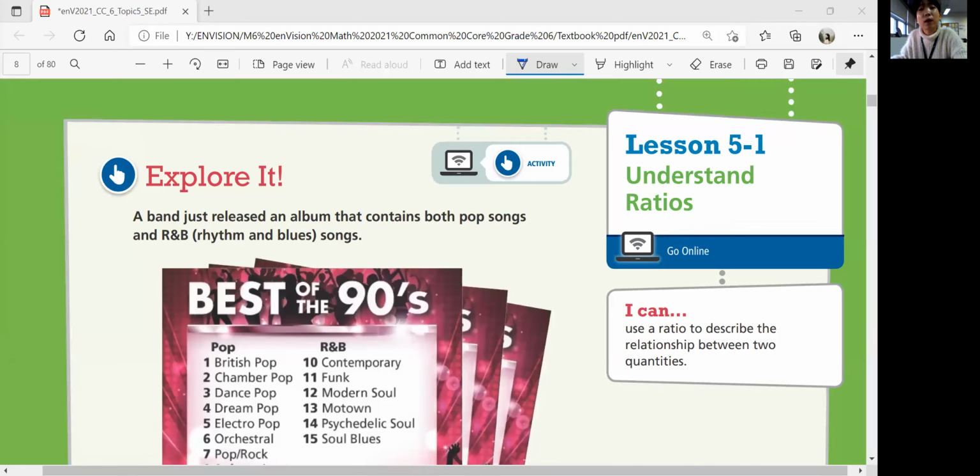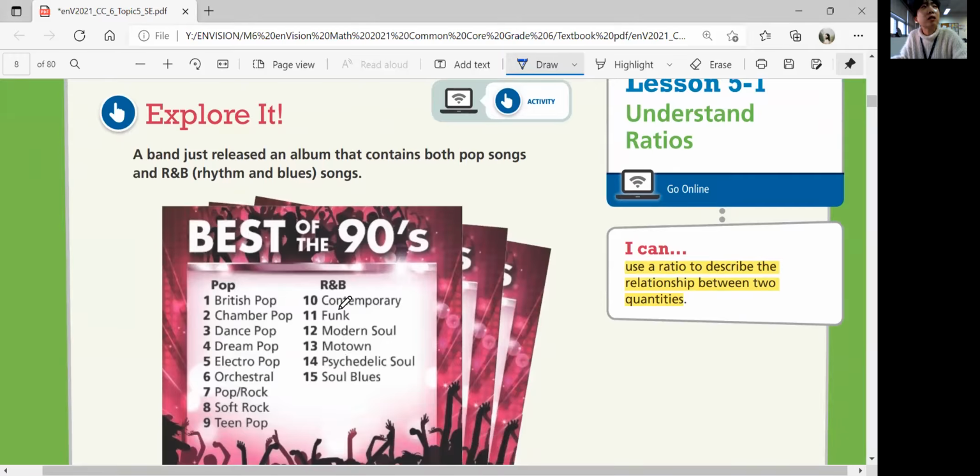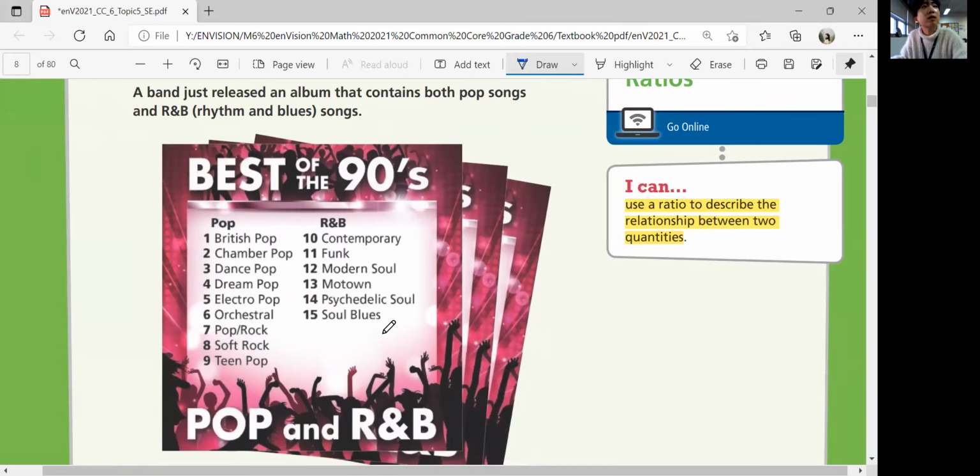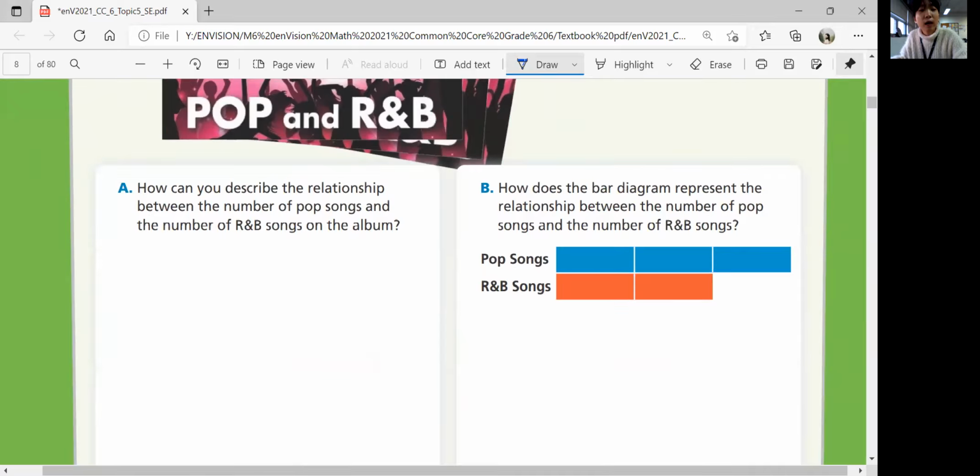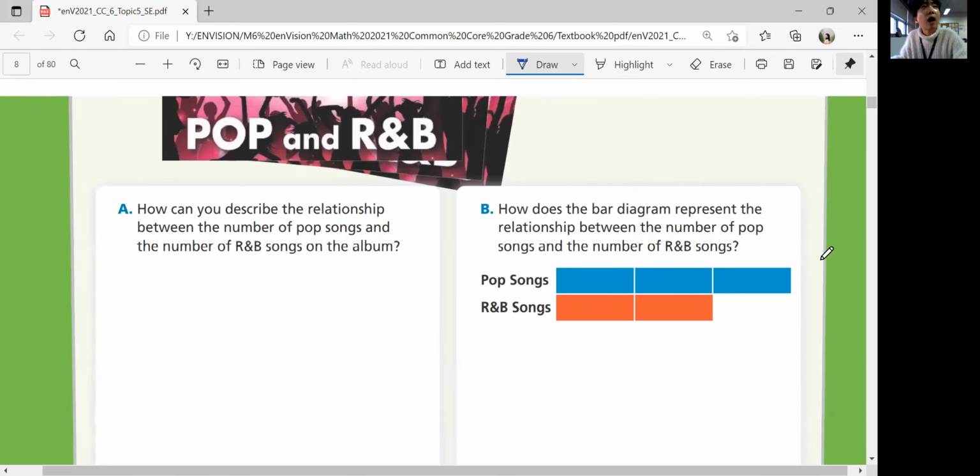Let's see 5.1. In this lesson, we'll be able to use a ratio to describe the relationship between two quantities. And it's all about understanding ratios. Let's look at Explore It. A band just released an album that contains both pop songs and R&B, rhythm and blues songs. Best of the 90s. We got pop lists and R&B lists. How can you describe the relationship between the number of pop songs and the number of R&B songs in the album? How many do we have?